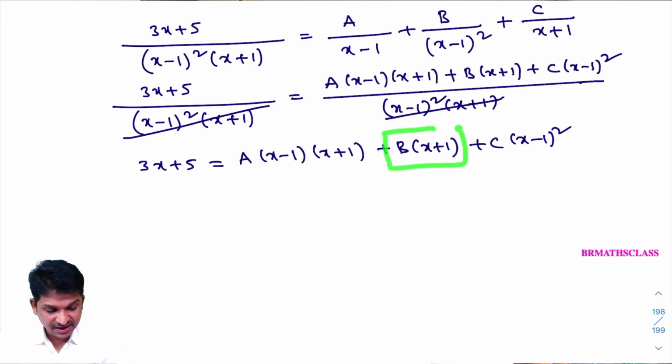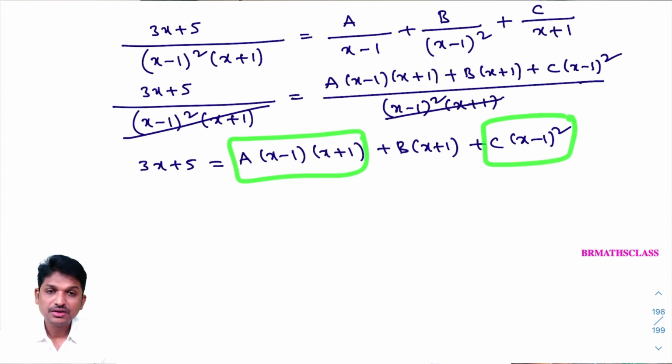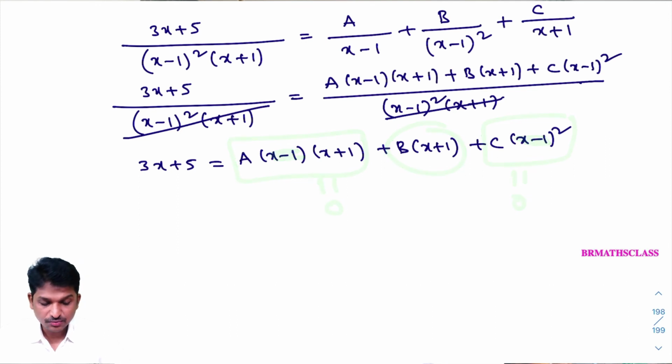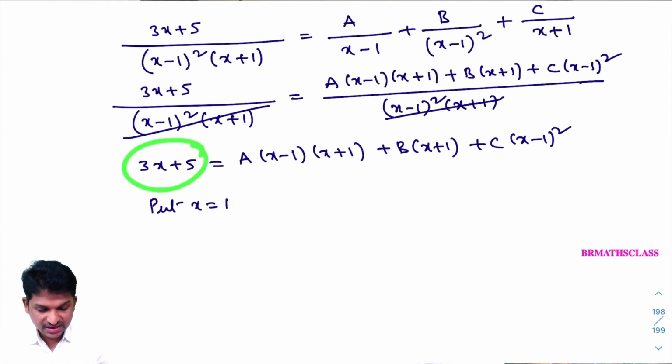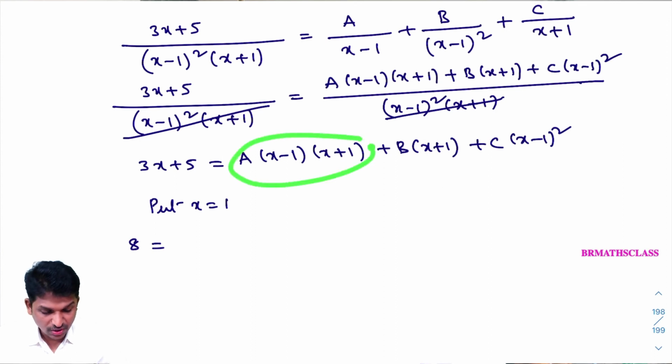Can I get b value directly with the help of the trick? To get b value directly, you observe these two terms. Is any term common in these two? Look here, here x minus 1 is there, here x minus 1 is there. By putting x equal to 1, you can make this term 0 and this term 0, so that I'll get the b value. Put x equal to 1. You put x equal to 1 in LHS: 3 into 1, 3 plus 5, that is 8. Left hand side you will get 8 equal to, and you put x equal to 1 in this, it will become 0.